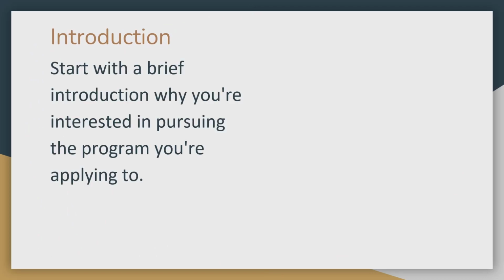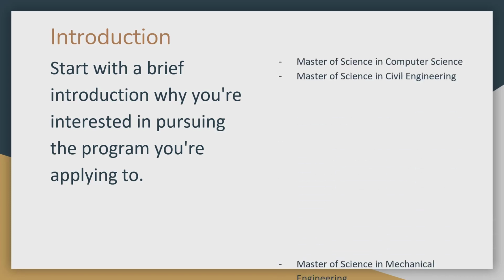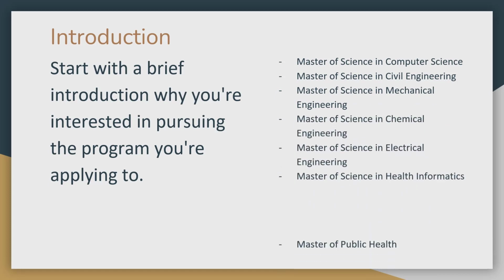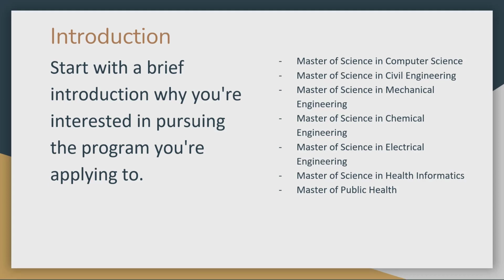We will start with an introduction. In this introduction, briefly write about yourself, why you want to pursue this program and which program you are going to apply for. You may be applying for a computer science program, civil engineering, mechanical, chemical, electrical, health informatics or public health. Whichever program you are going to apply for, please write it. In this first paragraph itself, make your intention clear to the person reading your SOP: which program you are applying for.